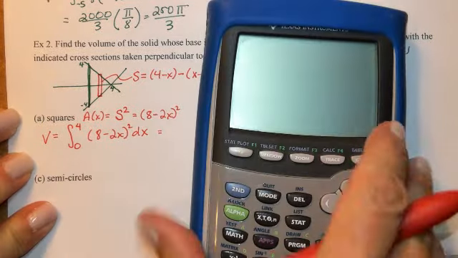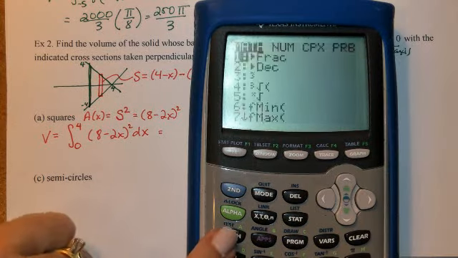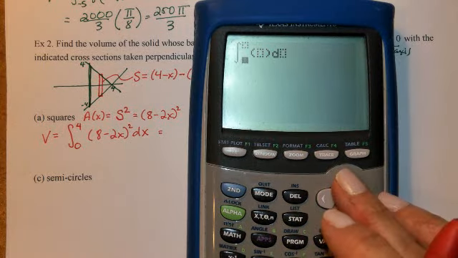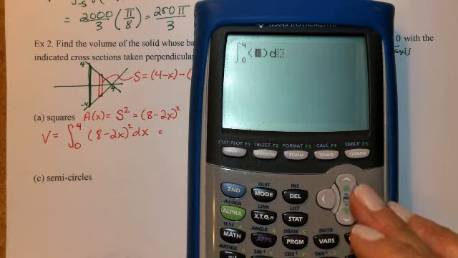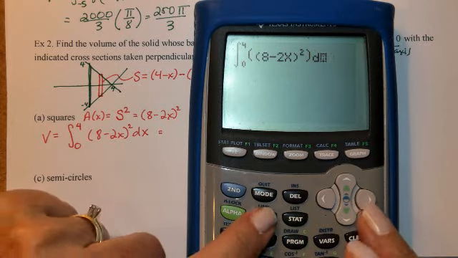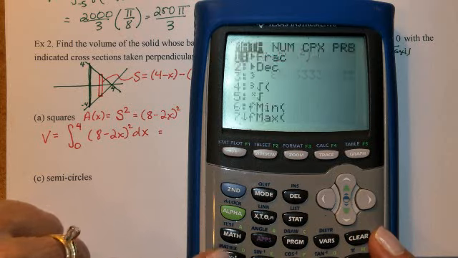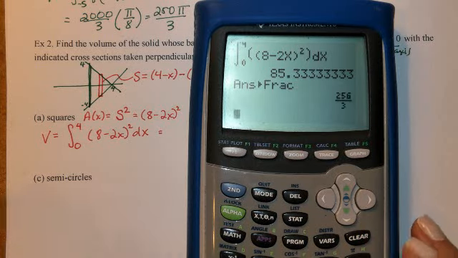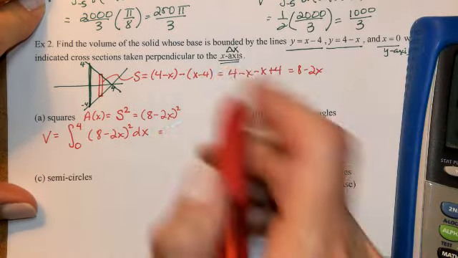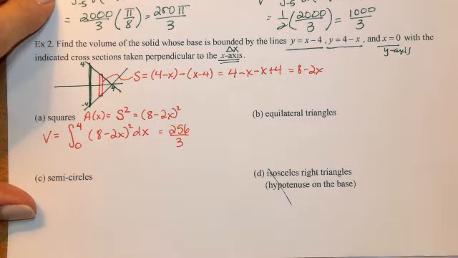And what do we get here? Let's use our calculator for this one. Integral, math 9, 0 to 4, parentheses, 8 minus 2x, close parentheses, squared, dx. And then again, I'm going to change that to a fraction, 256 over 3. Okay.